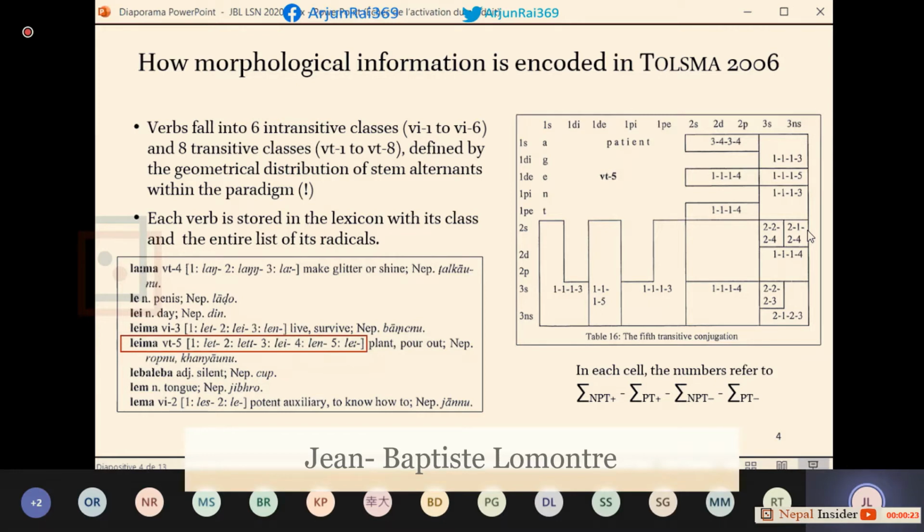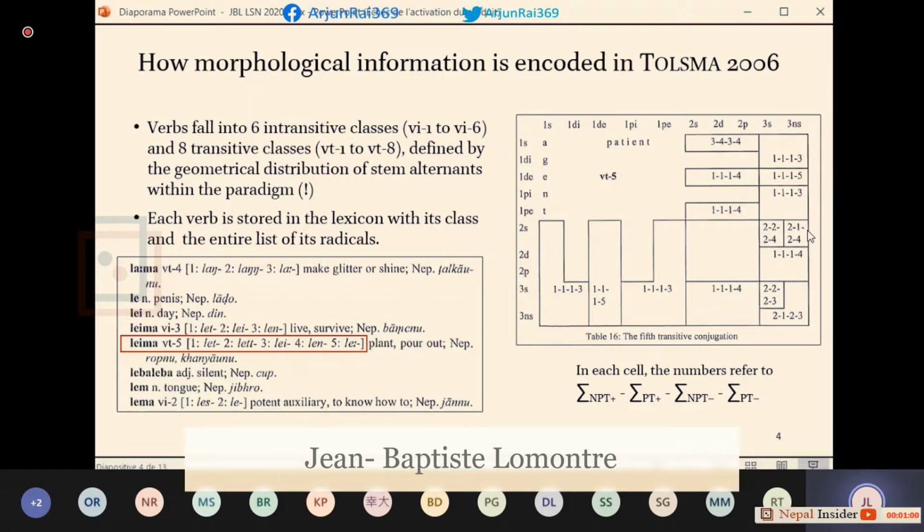So Tolstoy divides the 400 something simple verbs into 6 intransitive classes and 8 transitive classes, according to their pattern of stem alternation. For each of those 14 classes, in each particular cell of the paradigm, they give a list of 4 figures, referring to the stem that is used respectively first in non-preterite affirmative, then in preterite affirmative, then in non-preterite negative, which, by the way, is redundant because it's always identical to the affirmative one, and lastly, in preterite negative. And those stems have to be looked for in the lexicon.